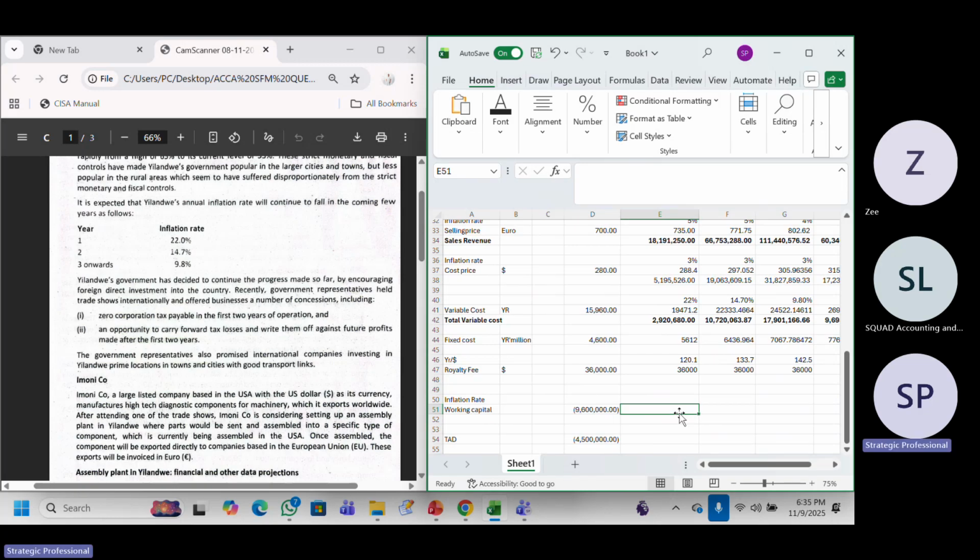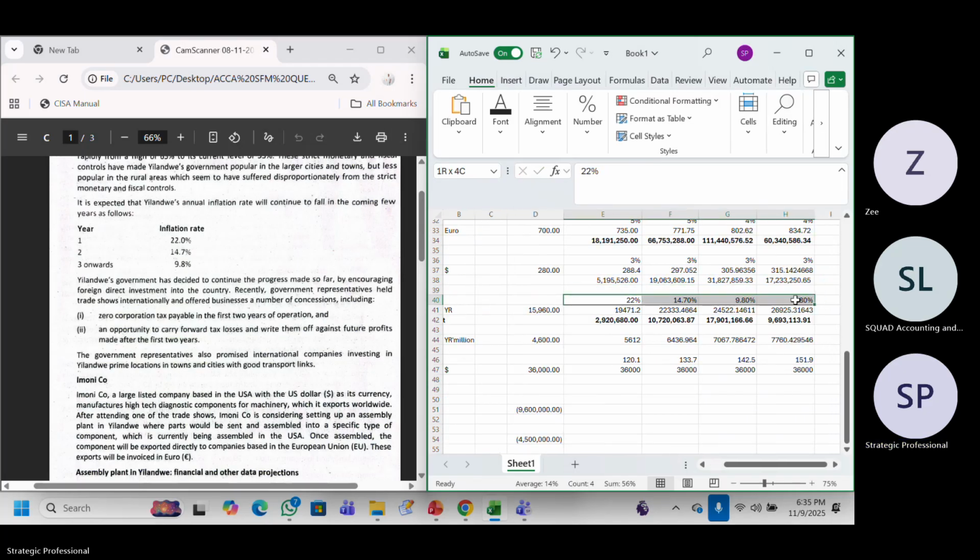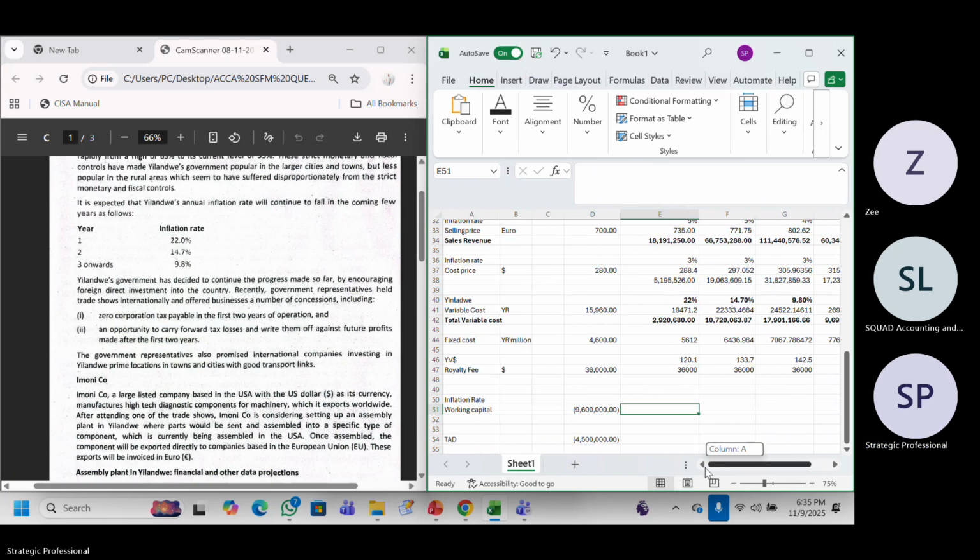Okay, so let's do a working. They said it's going to grow by the inflation rate. And we know that this is Yilande's inflation rate, this guy here, the way we saw it up. So this 96 in year one, because they said the working capital will be needed immediately at year zero, it means that it will grow by this. This is how it will grow.